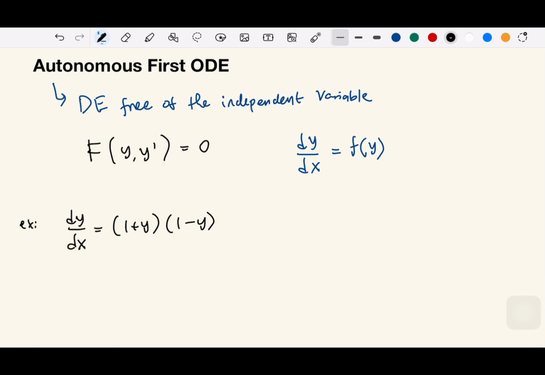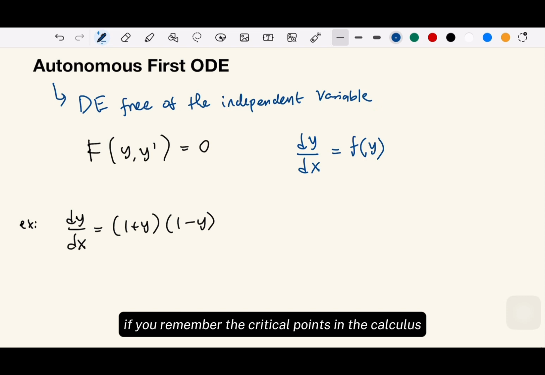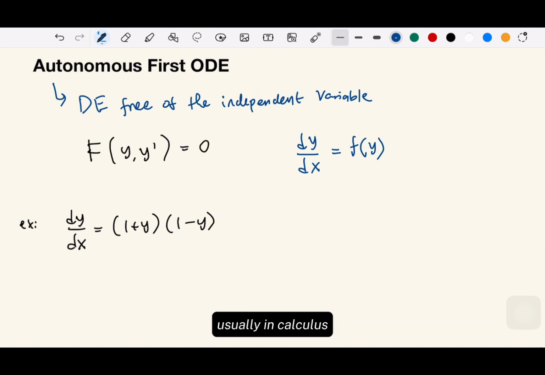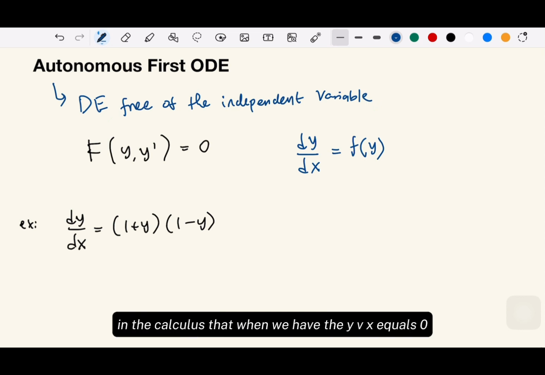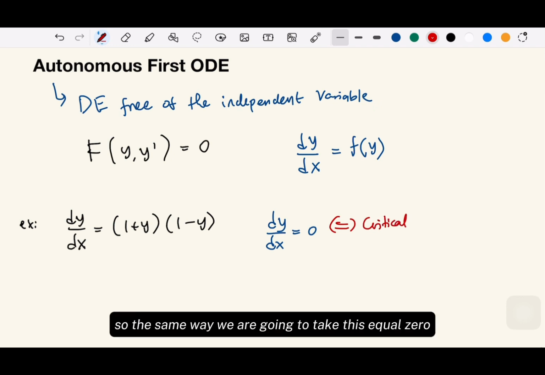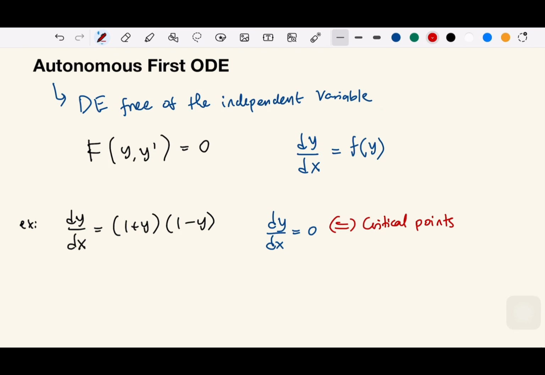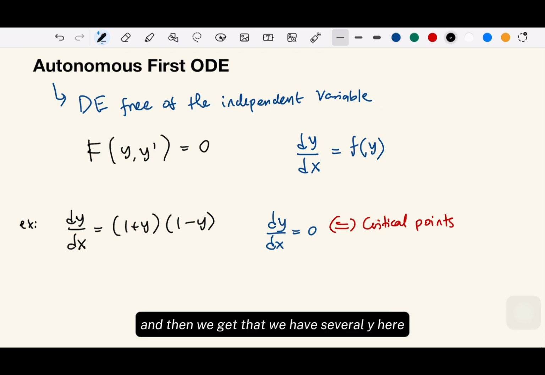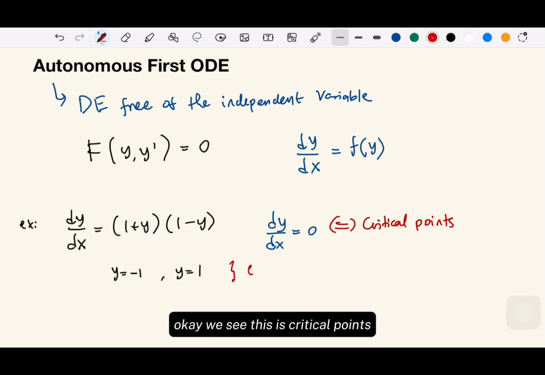And then, if you remember the critical points in calculus, do you still remember how to find the critical points usually in calculus? Yes, it's when the derivative equals 0. So like in calculus, when we have dy/dx equals 0, we might get the critical points. So in the same way, we take this equal to 0, and then we get several values of y. So y equals negative 1, and then y equals 1. We call these critical points.